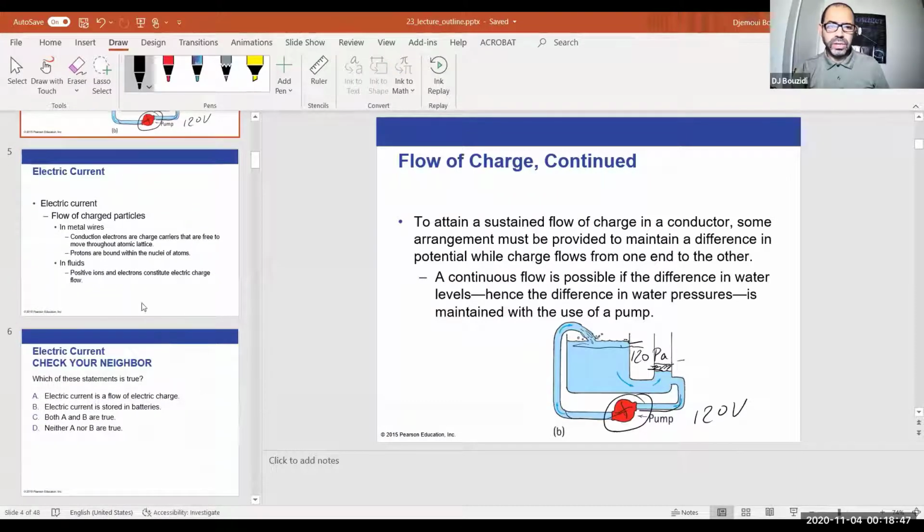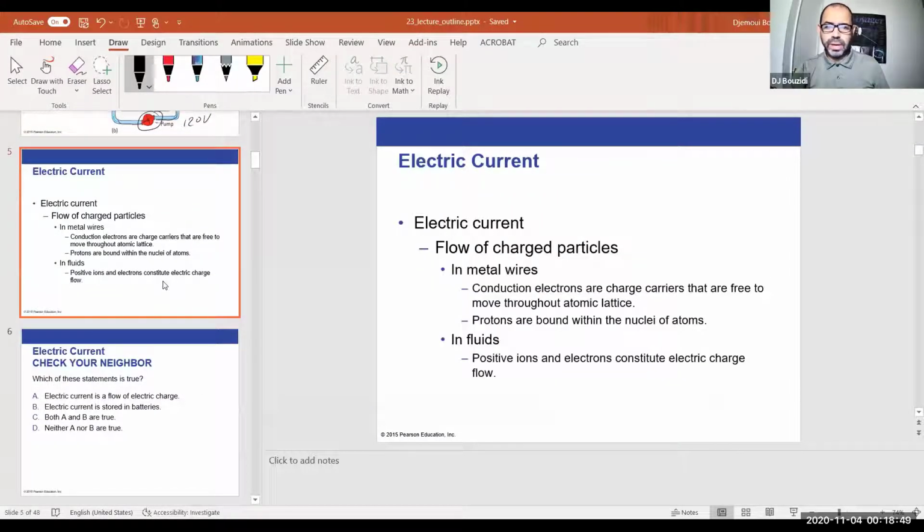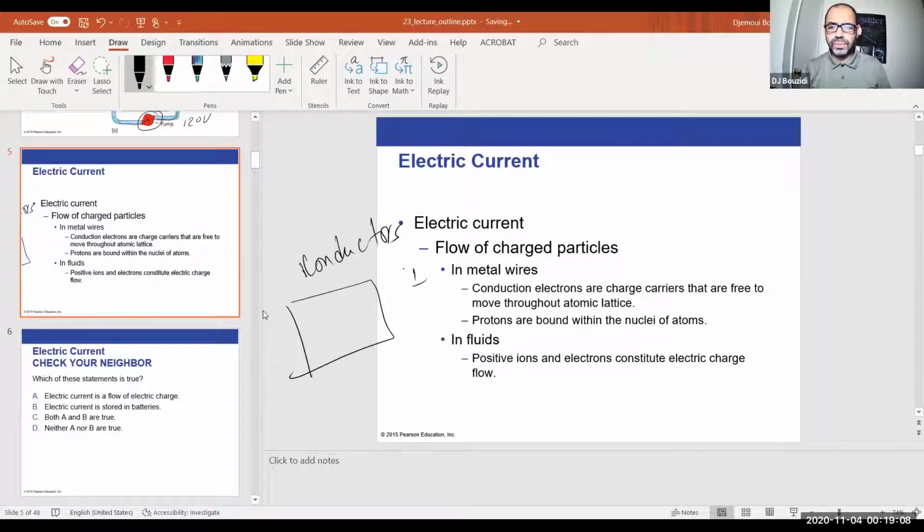So this is an analogy with the water flow, okay? Electrons are the charge carriers, and they are free to move in conductors. In a conductor, basically we have two kinds of materials: conductors, and insulators. And thank God we have insulators, otherwise this place would be electrified everywhere, okay?